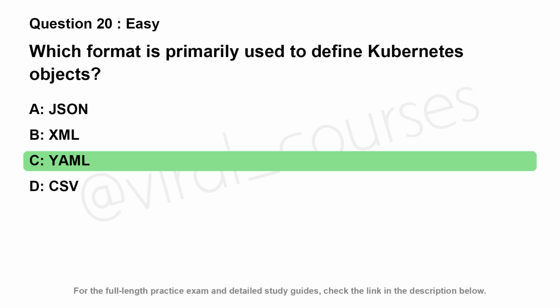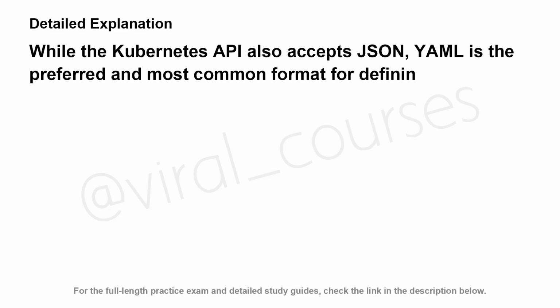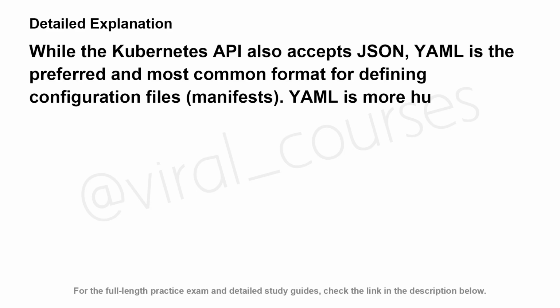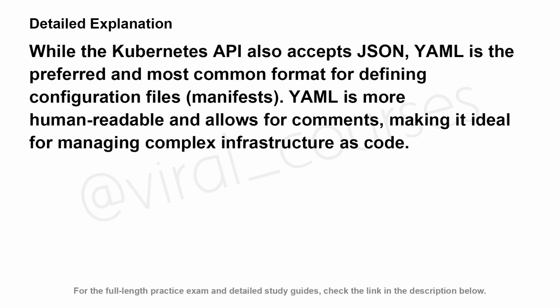The correct answer is C. While the Kubernetes API also accepts JSON, YAML is the preferred and most common format for defining configuration files and manifests. YAML is more human-readable and allows for comments, making it ideal for managing complex infrastructure as code.